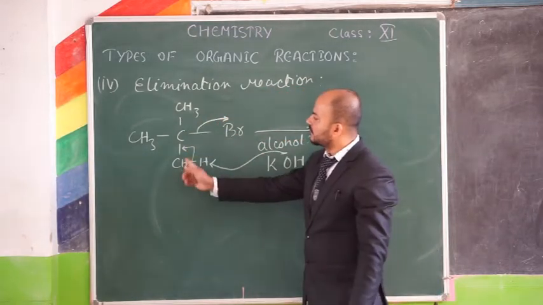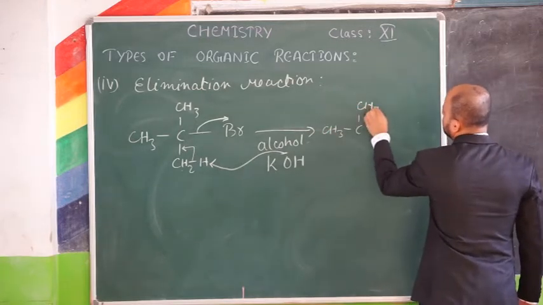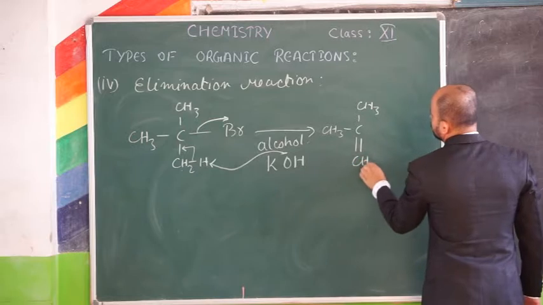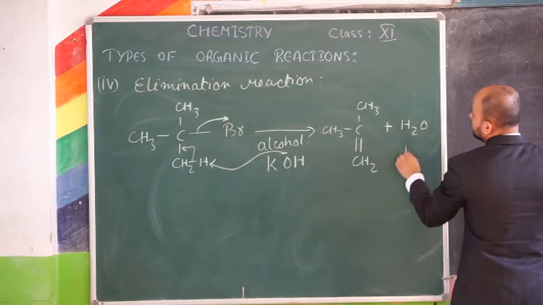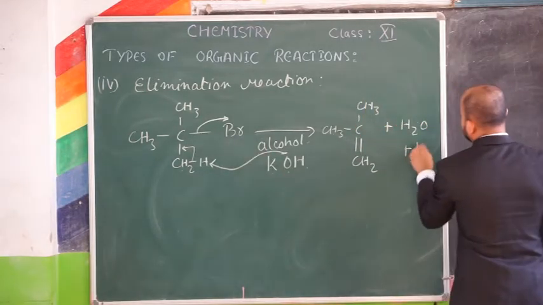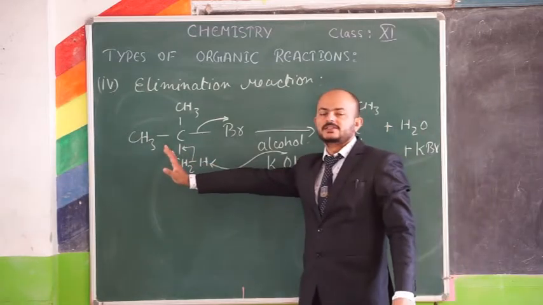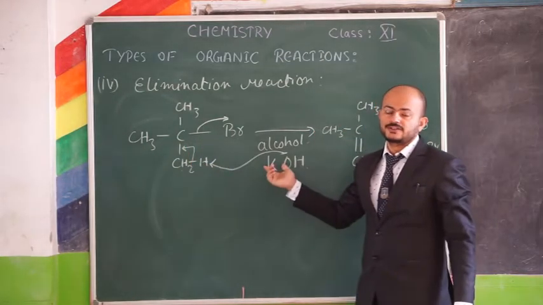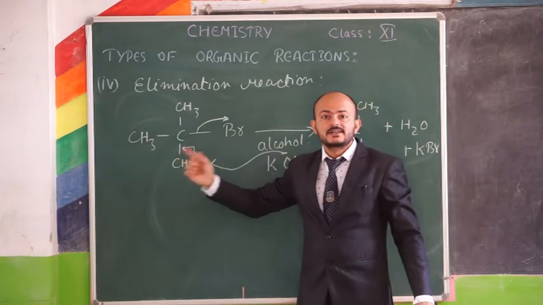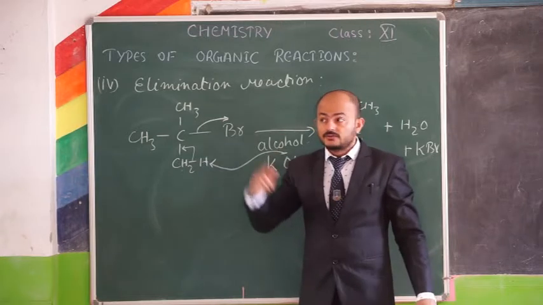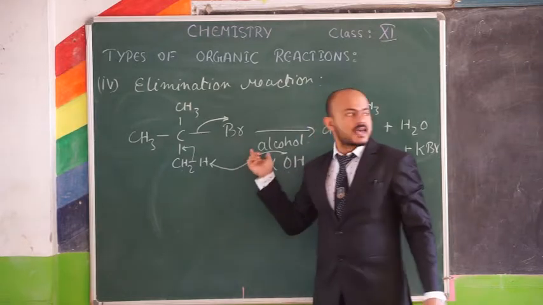So what product will you obtain? You obtain CH3, CH3, with a double bond, CH2, and here you have H2O, and KBr. In this reaction, this is a third degree alkyl halide, and you have KOH. Had it been aqueous KOH, it would have undergone substitution reaction. But since we are discussing elimination reaction, instead of aqueous, alcoholic KOH is taken.